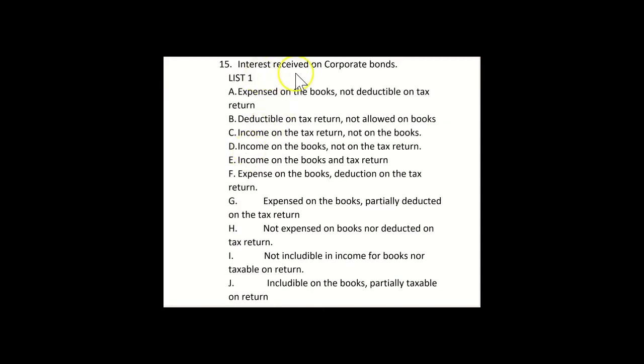Now, what if this would have said interest received on municipal bonds, state and local bonds? That'd be different because that would be income on the financial statements but not on the tax return, and it looks like then we would have letter D. Because if this would have said interest received on municipal bonds, then you would have said income on the books but not the tax return because municipal bond interest is tax-free.